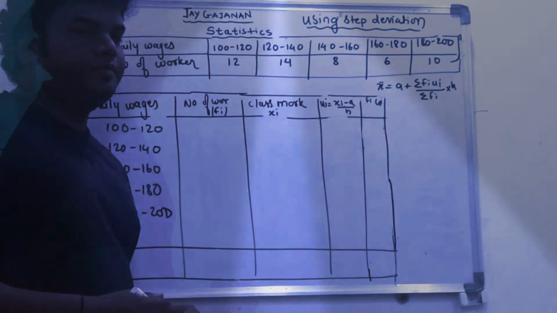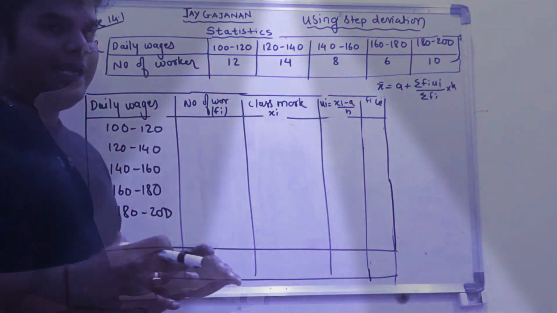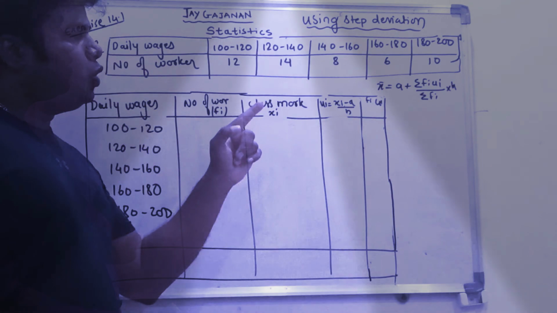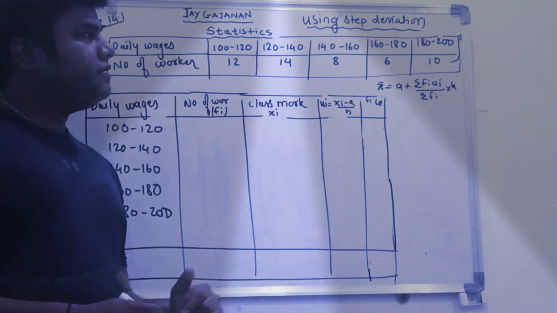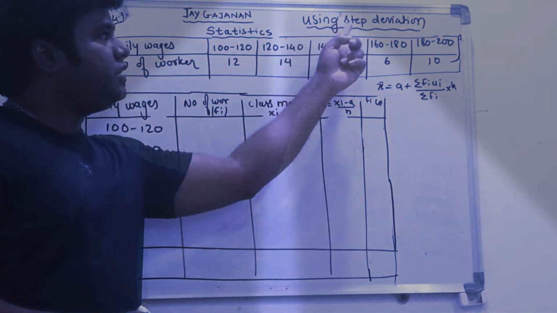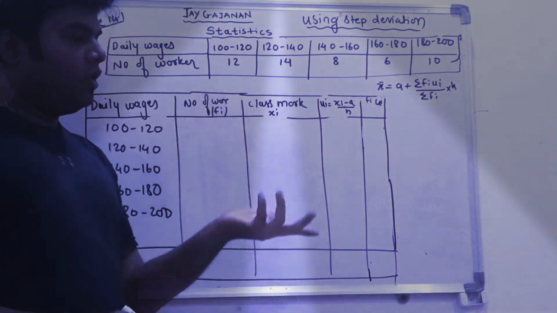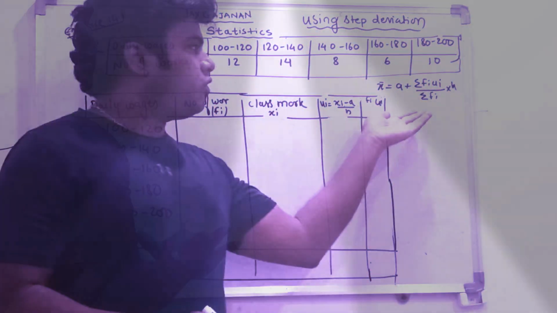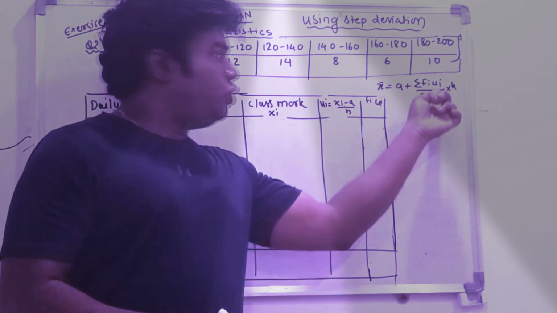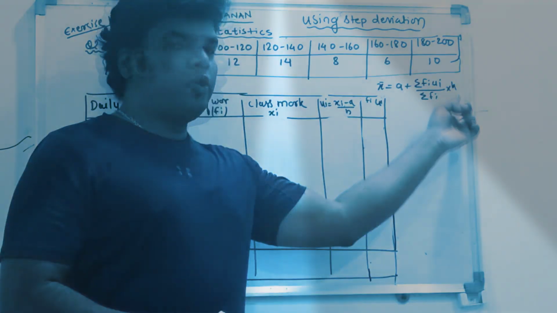So here we are going to take the same problem, that is exercise number 14.1, question number 2. In the previous video we have seen using the assumed mean method. Now we are going to see using the step deviation method. For doing the step deviation method, we have the formula x̄ = a + (summation of fi ui) upon (summation of fi) into h.